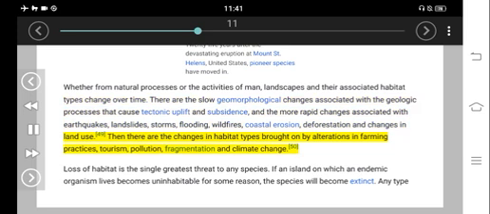Then there are the changes in habitat types brought on by alterations in farming practices, tourism, pollution, fragmentation and climate change. Loss of habitat is the single greatest threat to any species. If an island on which an endemic organism lives becomes uninhabitable for some reason, the species will become extinct. Any type of habitat surrounded by a different habitat is in a similar situation to an island.